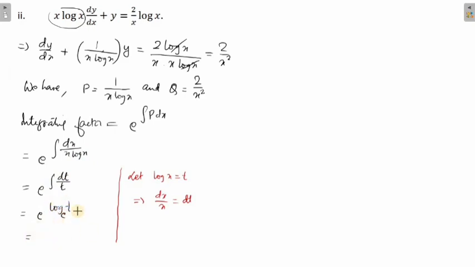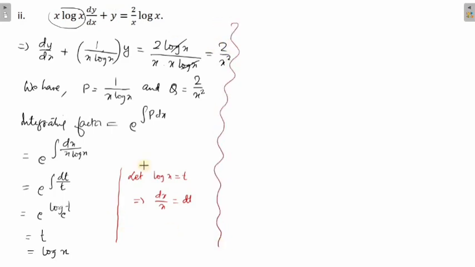So like earlier, since this one and this one are matching, this is going to be t. And all of you know the value of t is nothing but log x. So we have log x out here. So what is the integrating factor? Integrating factor is log x. Simple, right? So we got the integrating factor.